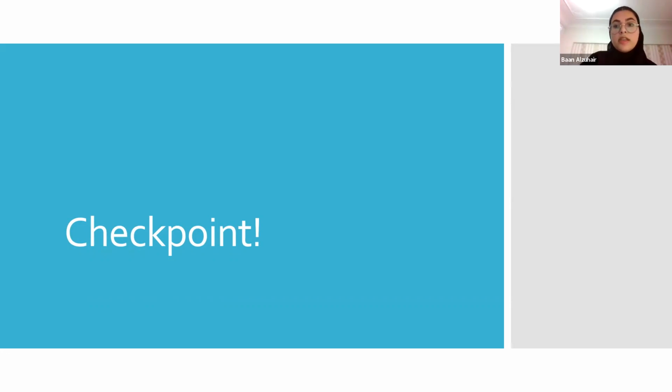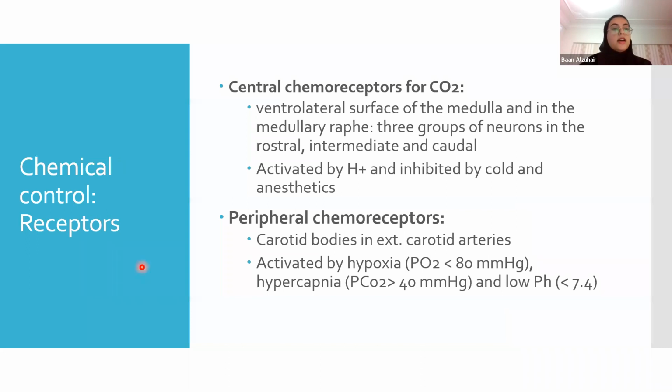We'll start with the chemical control. We're done with the neuronal control of breathing, okay? The chemical control, okay? We have receptors and their stimuli. We're going to take the receptors first and then the stimuli. Well, it's called chemical control, so the receptors are called chemoreceptors, okay? We have central and peripheral.